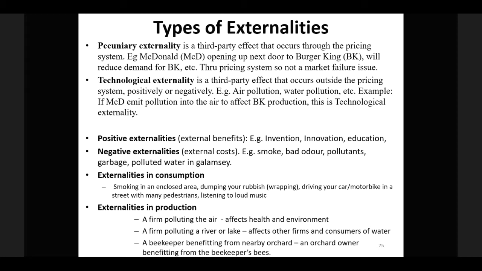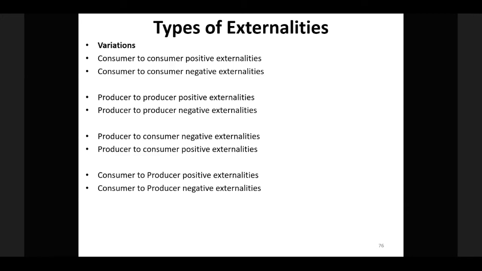And also, for instance, a beekeeper who has bee boxes close to an orchard. An orchard is a plantation where only fruits and sometimes flowers are grown. In this case, the bees can easily fly onto those flowers or fruits and extract nectar, the sweet liquid from them, to produce their honey. And in this case, this is a kind of production externality. We have various variations of externalities as well.